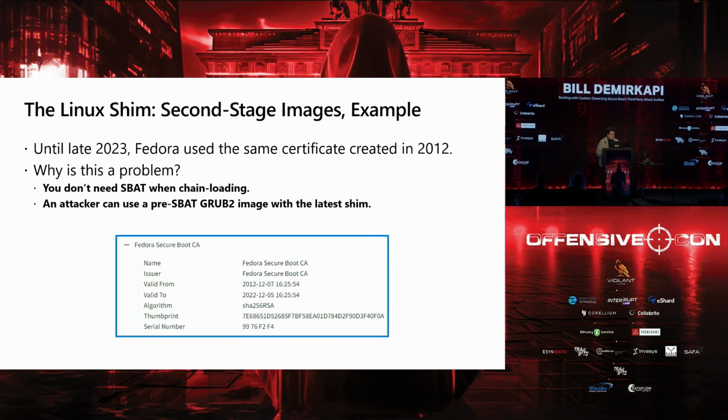So, as an example, until late 2023, Fedora used the same certificate created in 2012. Now, why is this a problem? Well, you don't need SBAT support when chain loading, and an attacker can use a pre-SBAT grub image with the latest Shim. And the reason I called out this example, even though I went through an example with the Shim review repo, is that that example was with a smaller distribution. And I want to show that these sorts of human errors can happen even with the largest distributions out there.